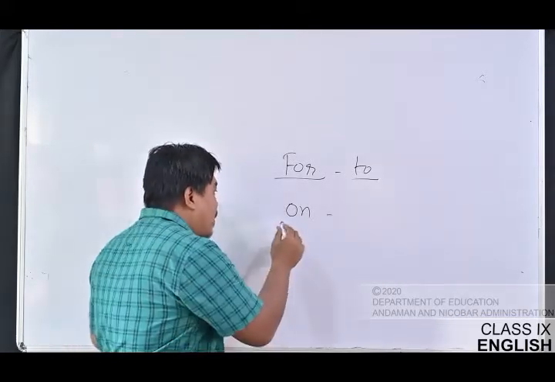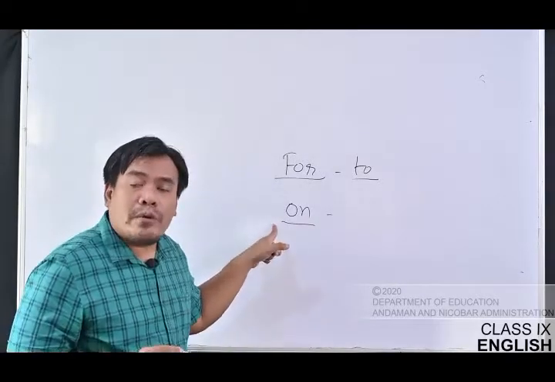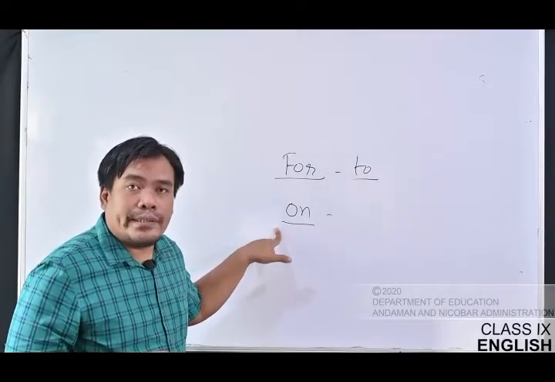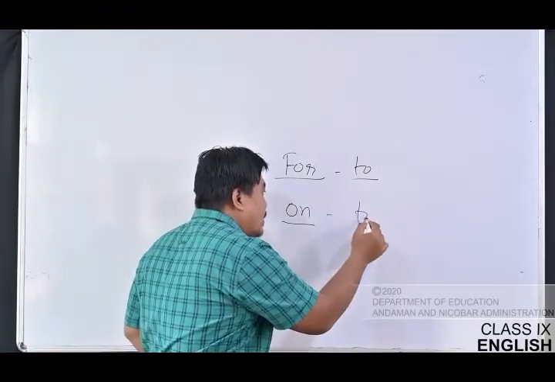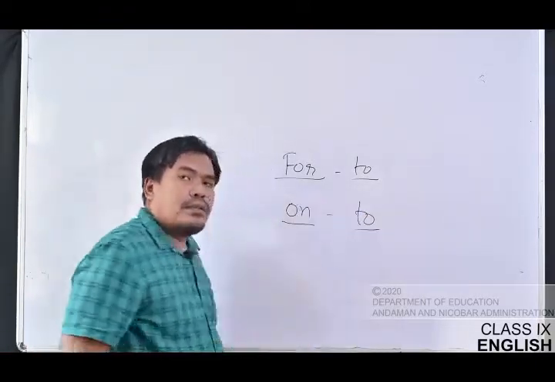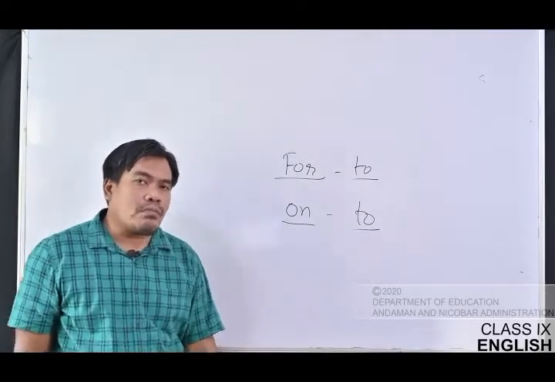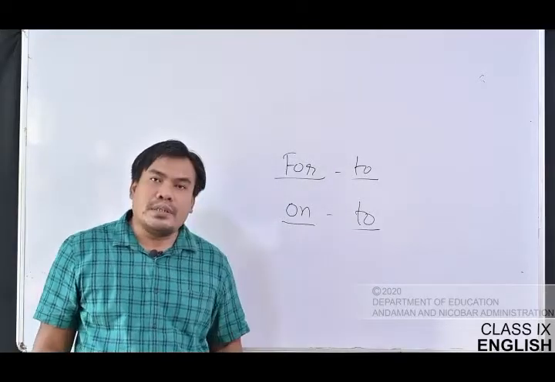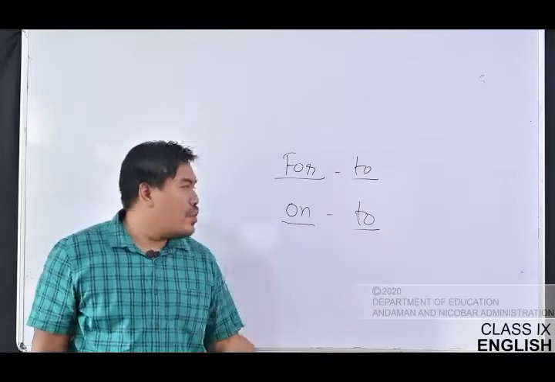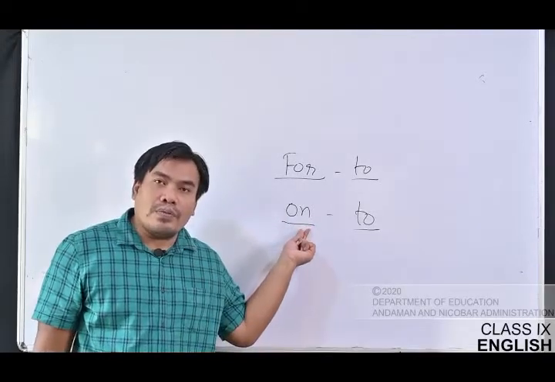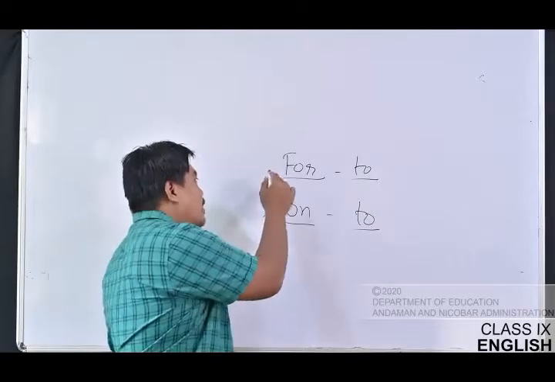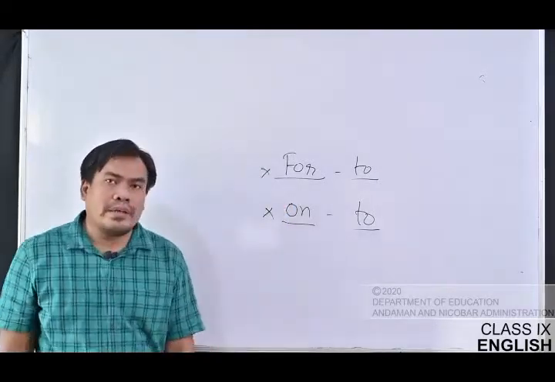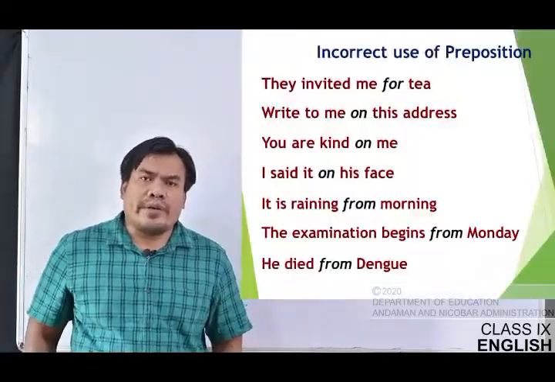So in spite of that one, what would be the correct one? Come on, you can try it. Again, this is the correct preposition. Write to me to this address, not on this address. So this is wrong, and even this was also wrong. Okay? Let's move on to the third one.